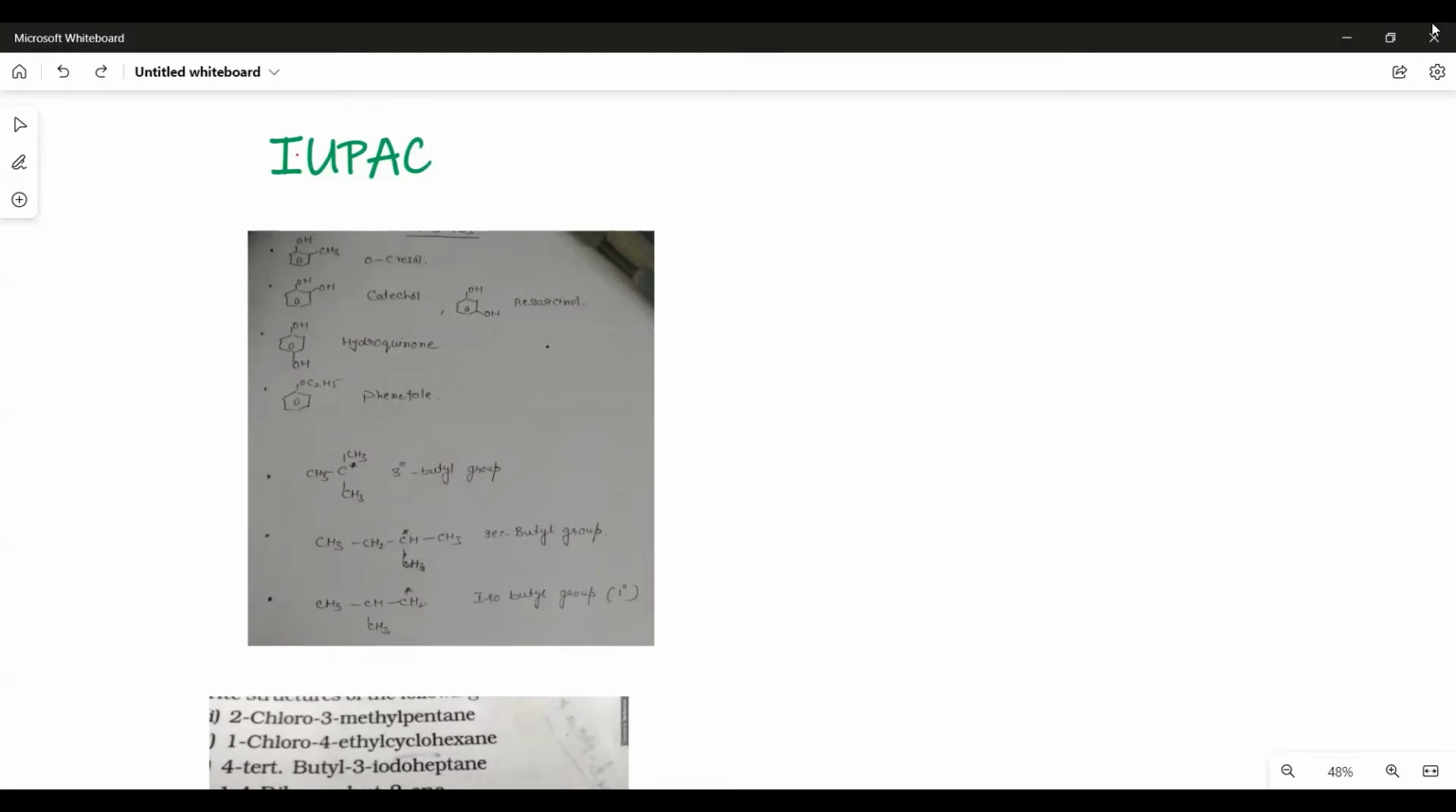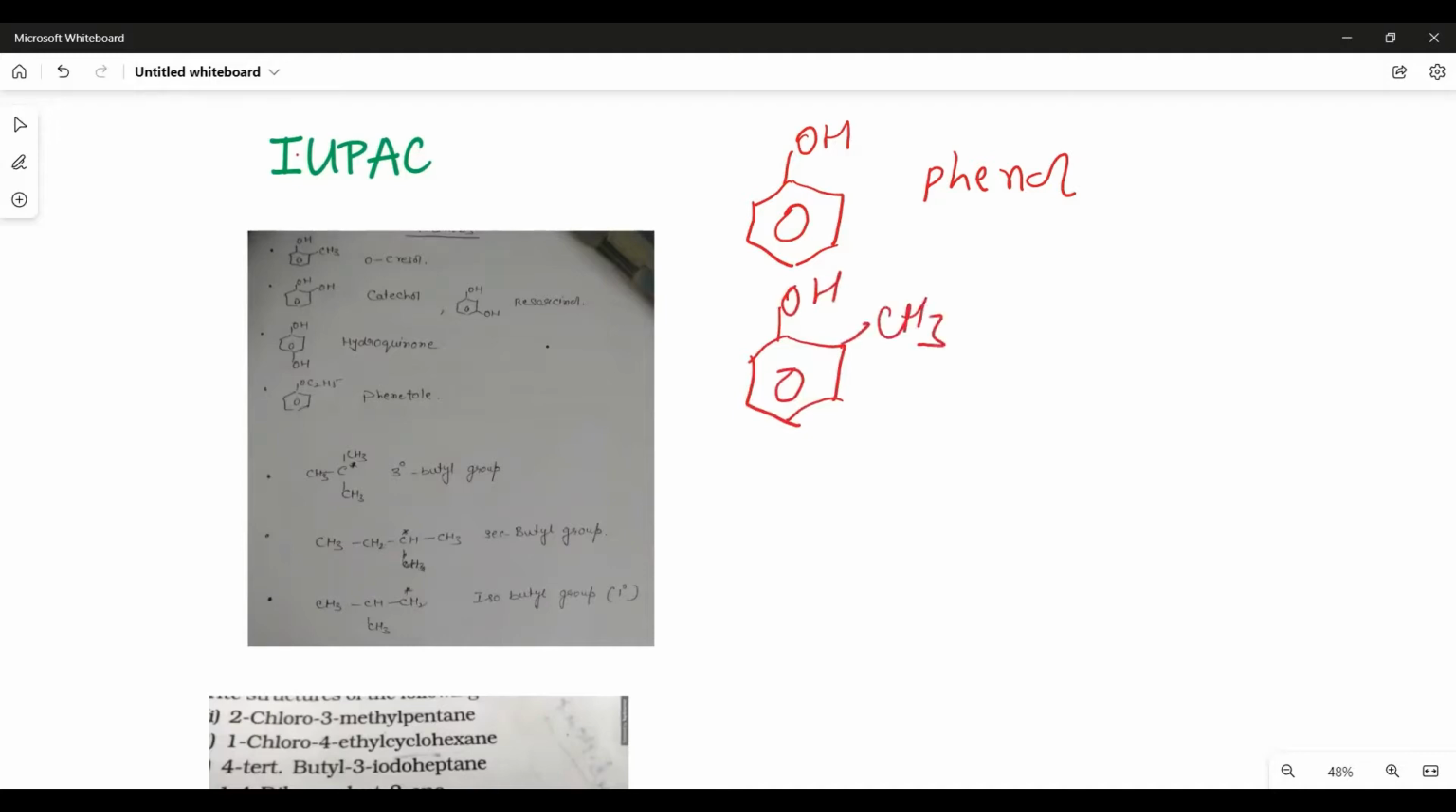Now if you have a compound like benzene, this is an aromatic compound which has benzene as the main nucleus. When we add OH to it, as all of you know well, it will become phenol. And if this phenol is attached with a CH3 group, that will become O-cresol. O stands for the ortho position.